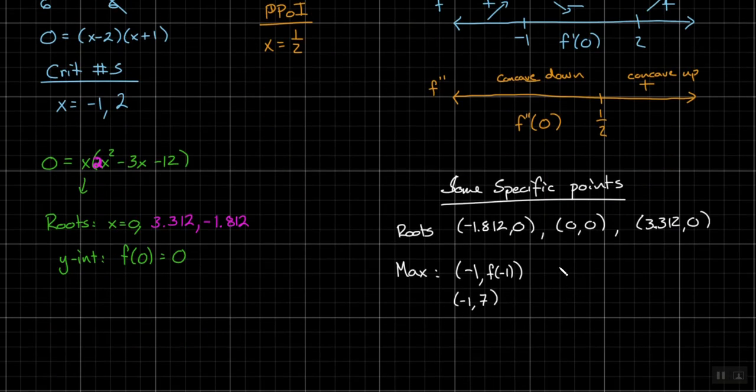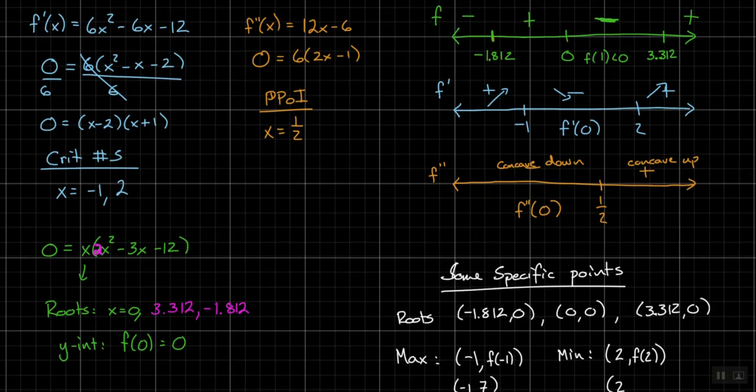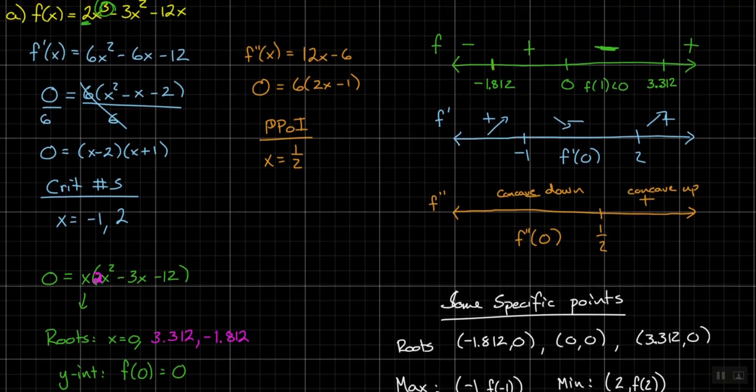Okay, any other nice points that I should have? I have a max at (-1, 7). Where's my min? At 2, and do me a favor, I want you guys to find me f of 2. Love what you're doing, Abigail. Everybody else, love what you're doing as well, because I can see the gears turning in your head. I think it's -20.